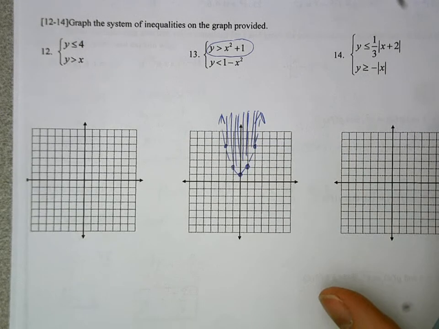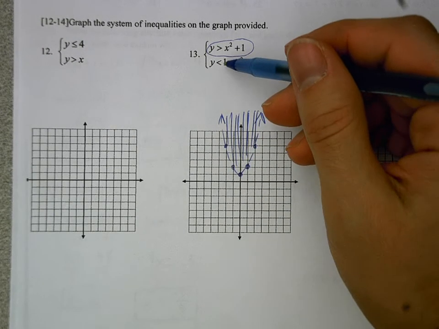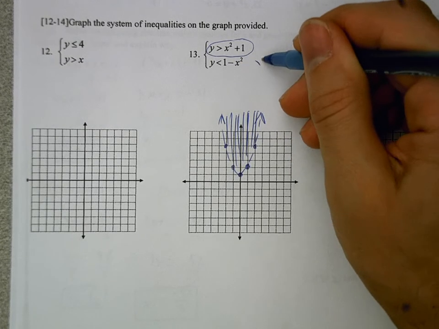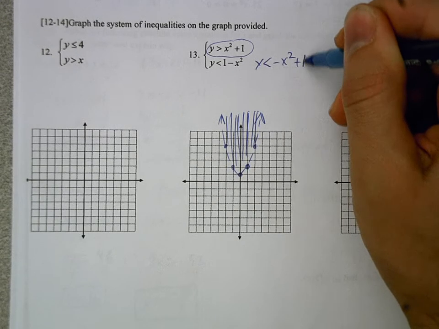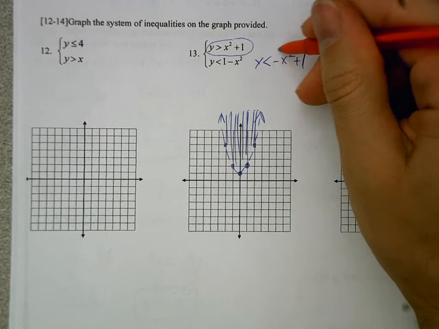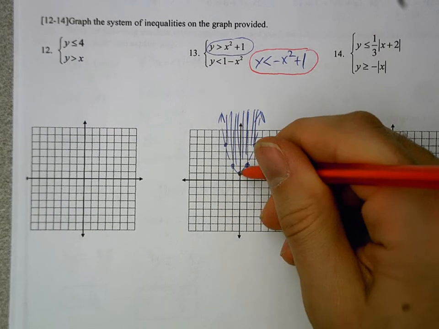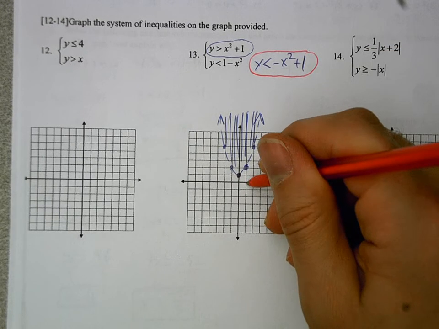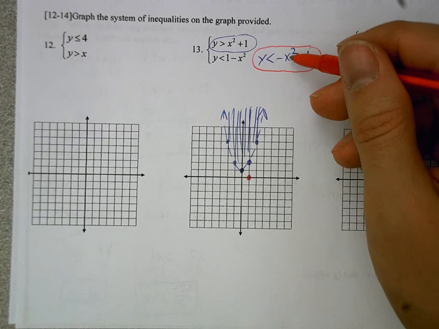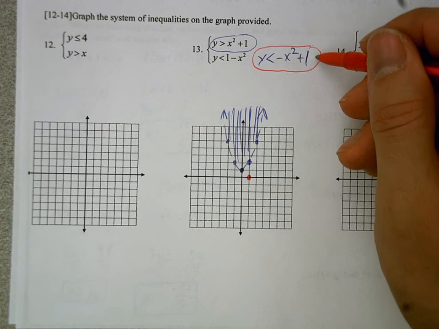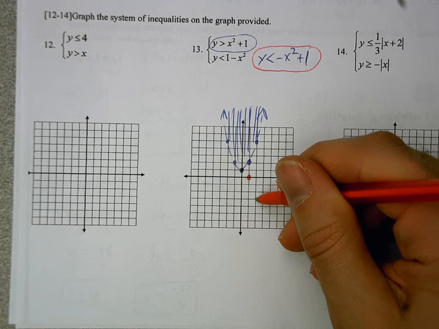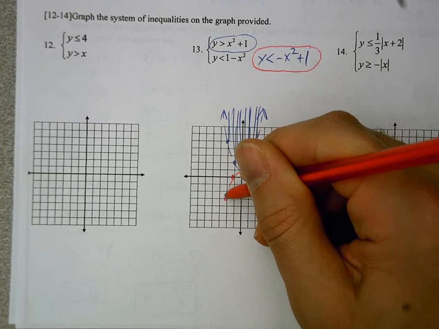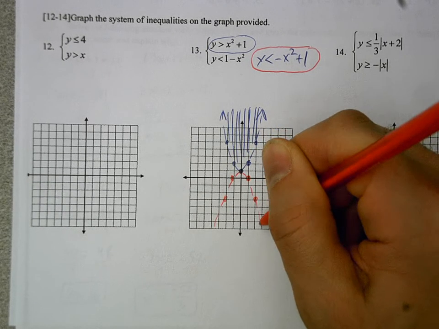Whereas the second one, y is less than 1 minus x squared, I would rewrite that. Y is less than negative x squared plus 1. So that I see, oh, this one has the same vertex. But now when I put in 1, 1 squared is 1, make it negative. Negative 1 plus 1 is 0. Put in 2, 2 squared is 4. Negative 4 plus 1 is negative 3. Same thing on the other side. And I get another dashed parabola going down this way, and it's less than, so it's shading down here.